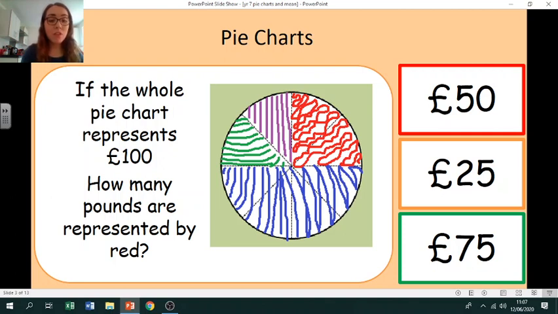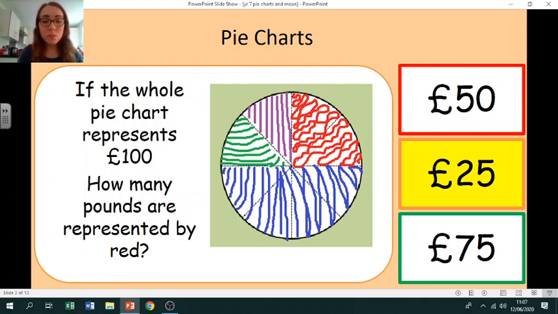How many pounds are represented by the red? Okay, so just have a look at that red proportion of the pie chart. Think about what fraction it is and how much that might represent. Okay, have you got an answer? Okay, you should have got that it was £25. Okay, so you can see that that red fraction is a quarter of that whole circle. So a quarter of 100, divided by 4, you should get £25. Okay, so that's just looking at and interpreting a pie chart.